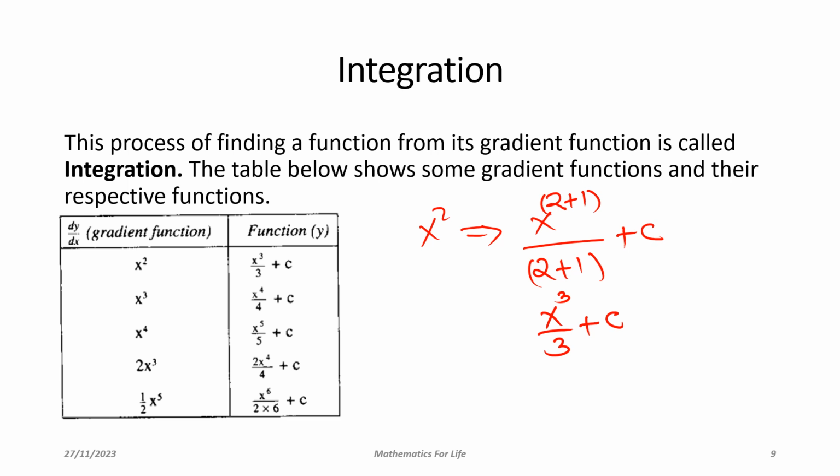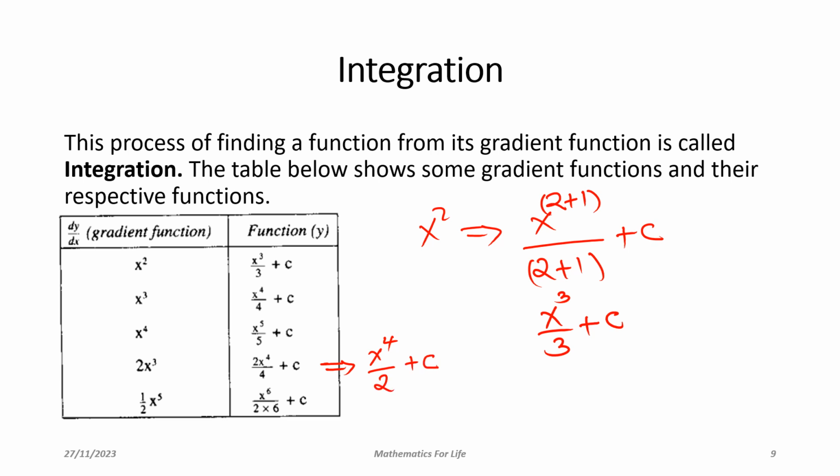Similarly, for x cubed, we're going to have x to power 4 divided by 4, add our arbitrary constant c. For x to power 4, we are going to have x to power 5 divided by the same power 5, adding our arbitrary constant c. For 2x cubed, we are going to have 2x to power 4 over 4 plus c, which can simplify, as the 2 and the 4 cancel out, so that you remain with x to power 4 over 2 plus arbitrary constant c.